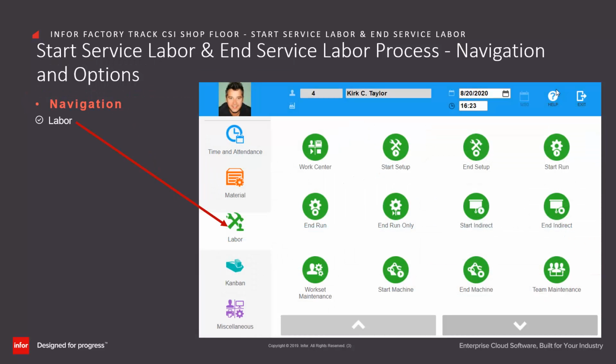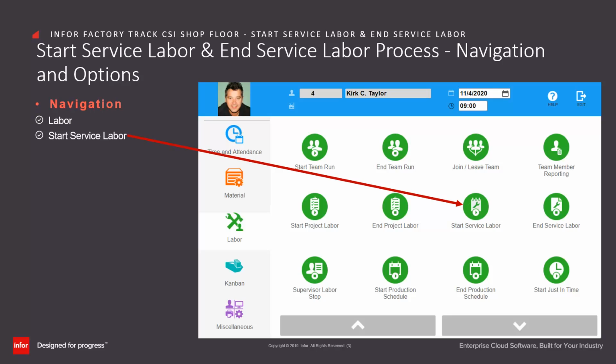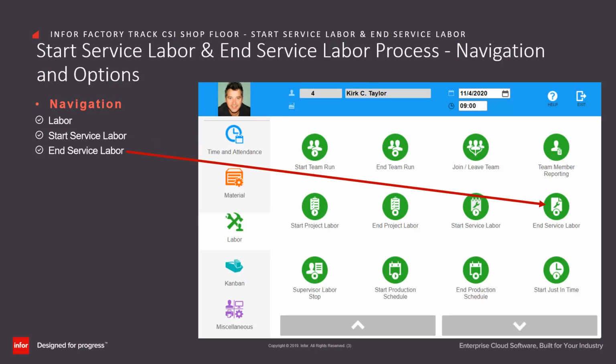To start the start service labour and end service labour processes, from the Factory Track Shop Floors Work Centre navigation homepage, click on the Labour category group menu. Use navigation buttons to scroll through the features as necessary. Then click on the Start Service Labour or the End Service Labour icon. Note that the order of the features within the Labour menu is configurable.